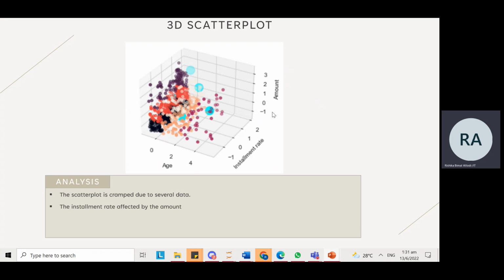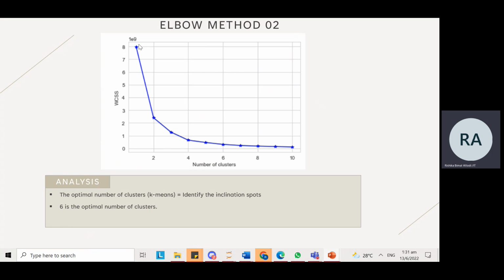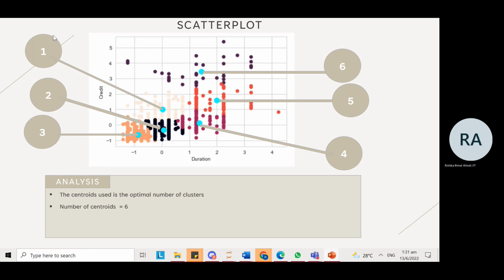I use credit amount and duration of the installment. I selected this because I feel that in certain scenarios a higher credit amount might make for faster payment, as opposed to those who struggle with obtaining a decent credit amount. Now, elbow method 2. My identification of the inclination spot is 6.